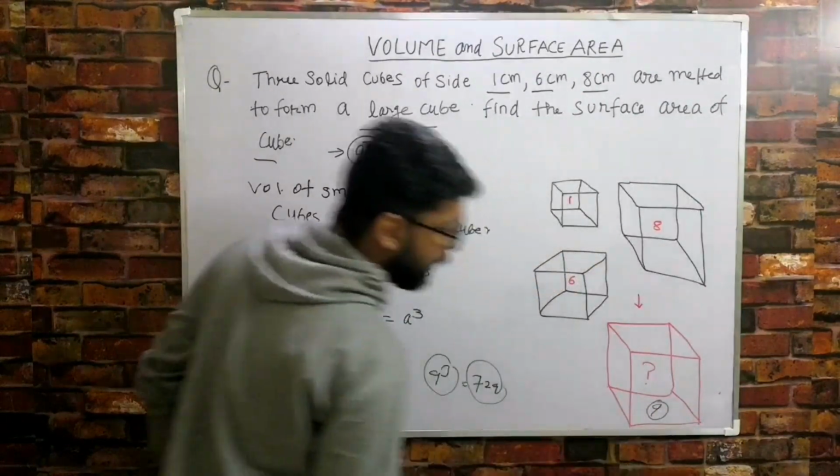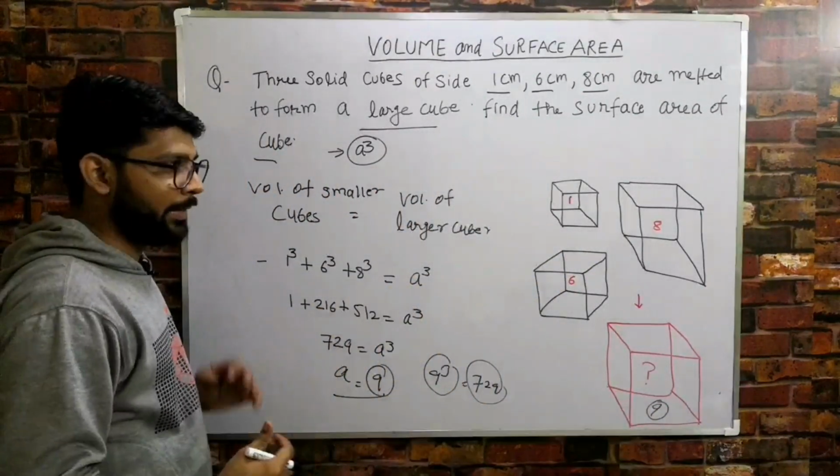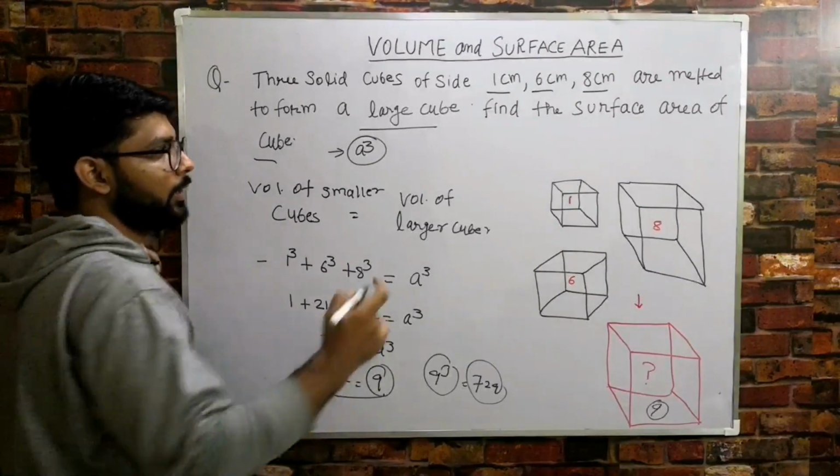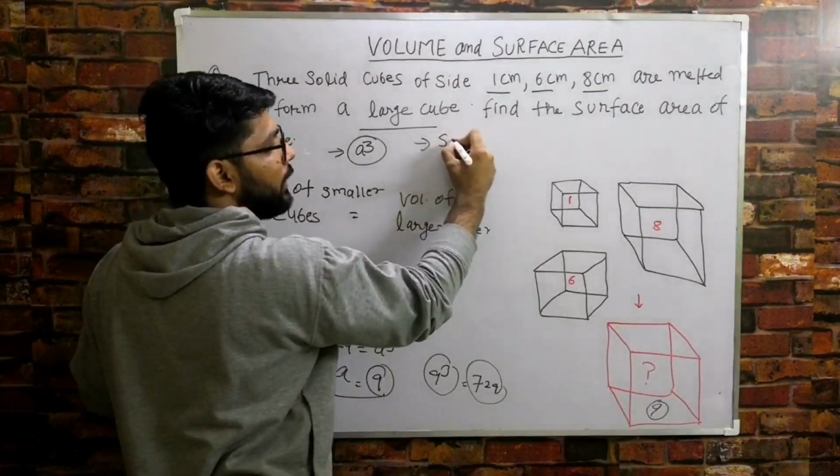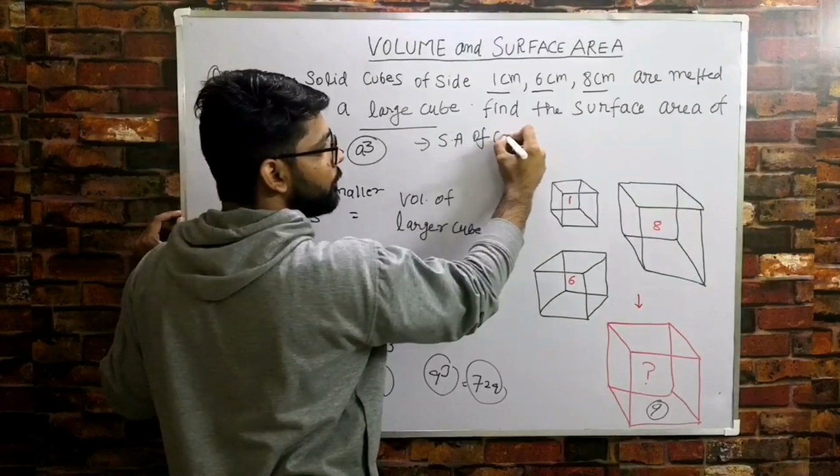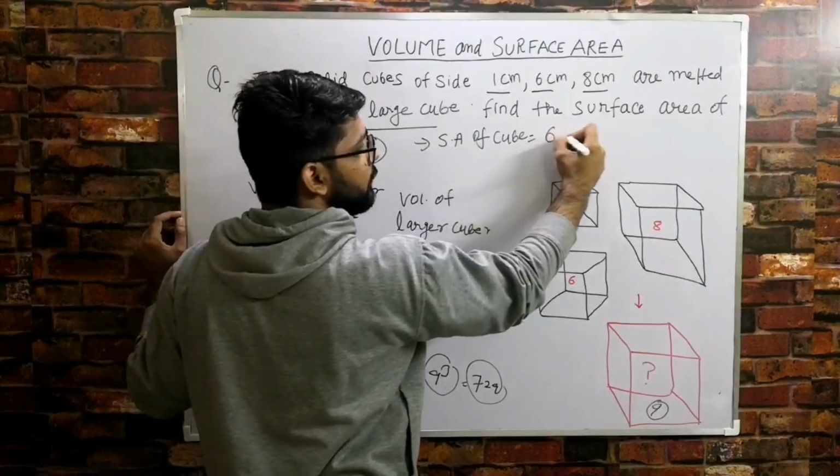हमारे पास value आ गई कि dimension क्या है, largest cube की 9 है. Now we have to find out the surface area. We know the surface area of cube is equal to 6 a square.